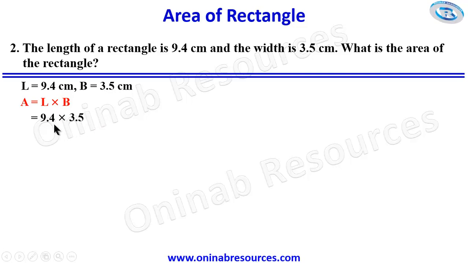Since this is one decimal place and that is one decimal place, giving us a total of two decimal places, which means our product is going to be in two decimal places. So to ease our multiplication, I remove the decimal point. 94 times 35, and 5 times 4 gives 20. I write 0, carry 2. 9 times 5 gives 45 plus 2, 47. 3 times 4 gives 12. I write 2, carry 1. 9 times 3 gives 27 plus 1 gives 28.